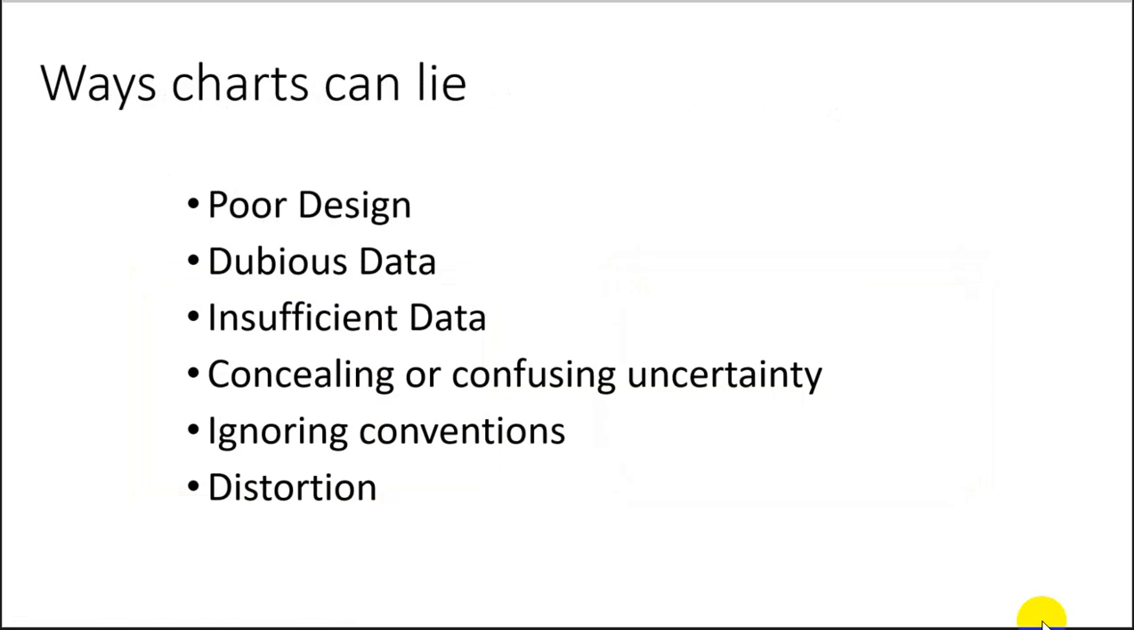Okay, just another reminder, the different ways that charts can lie. Bad design, questionable data, insufficient data, maybe no context, actually concealing things or creating confusion, playing up uncertainty, ignoring conventions, whether it's with color or having a bar chart start at 0 or pie charts that don't sum to 100%, and distorting, like with the proportional symbols. These are different ways that charts can lie. Statistics can lie, maps can lie, and it can be intentional, it can be editorial, it can be ignorance.